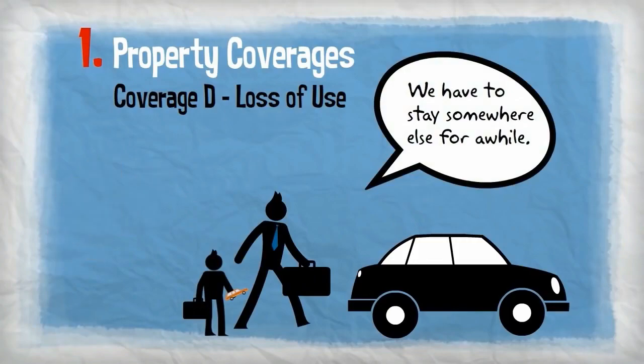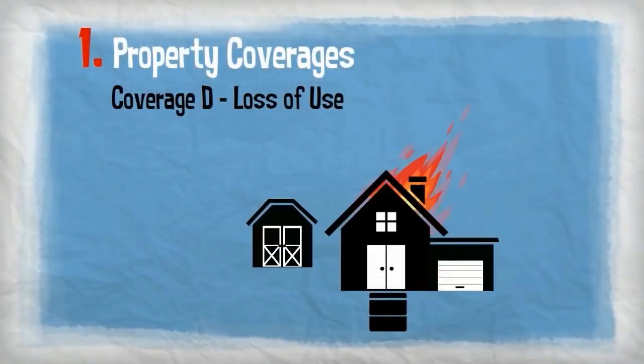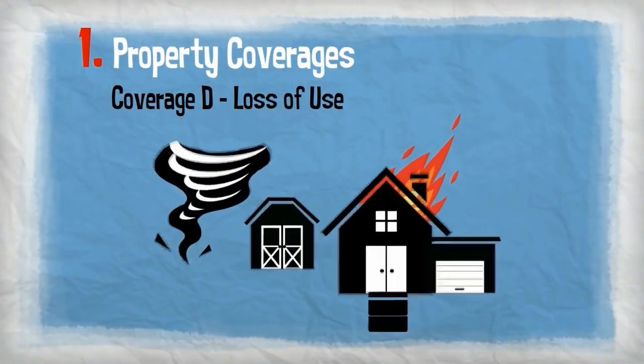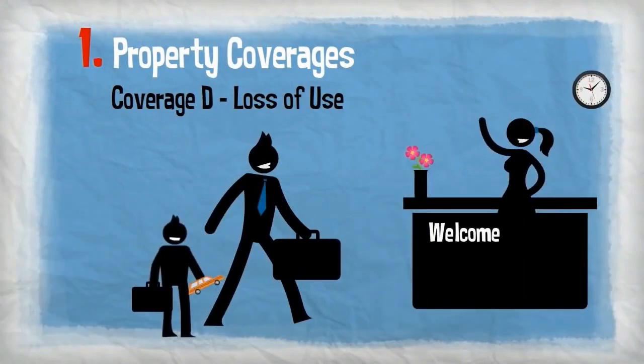For example, if you have to vacate your home due to damage from a covered loss, such as a fire or tornado, this coverage will pay for the additional cost of a hotel or other temporary living expenses you would not normally have until the damage to your home can be repaired.